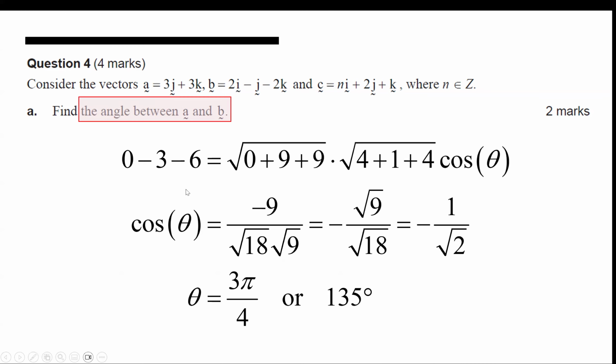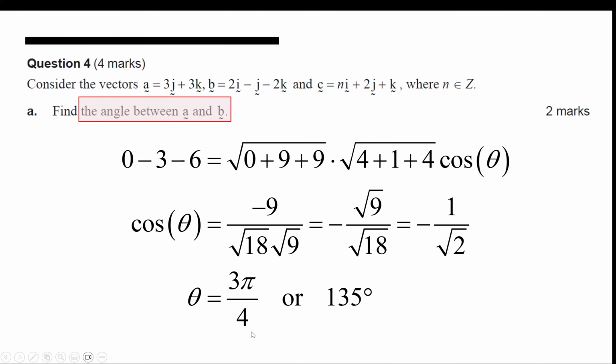After some rearrangement, you get cosine theta equals -9 over root 18 times root 9, which is like -3 over 3 root 2, or root 9 over root 18 but with a negative. You will cancel this down to -1 over root 2. Remember, when your cosine theta is a negative value, this is an obtuse angle. So by convention, we find 3 pi over 4.